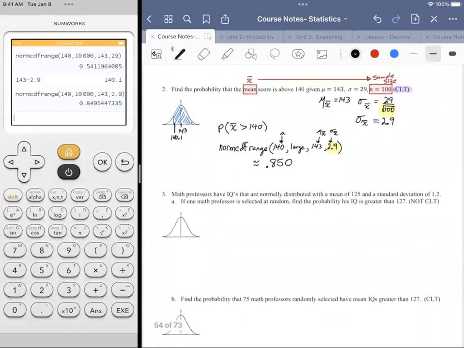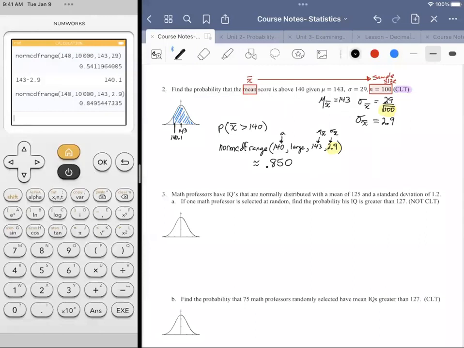Another example of it, hopefully something a little bit more relatable, although I don't even know how relatable this one is. Math professors have IQs that are normally distributed with a mean of 125 and a standard deviation of 1.2. All right, so it's saying the mean is in the neighborhood of 125.